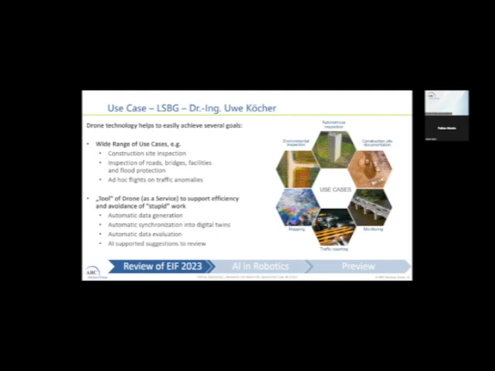As you know, Hamburg is by far the biggest harbor in Germany, and they have over 100 of those big logistic container cranes, which have to be regularly inspected and also monitored. But think about all the roads, bridges, other facilities. Especially the flood protection is of key importance for Hamburg, and this is only possible today using drones.